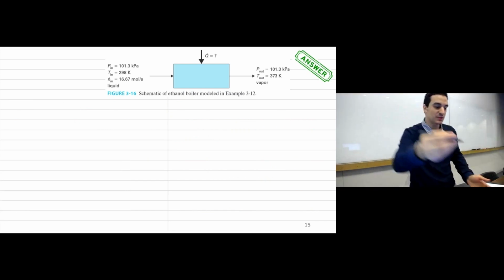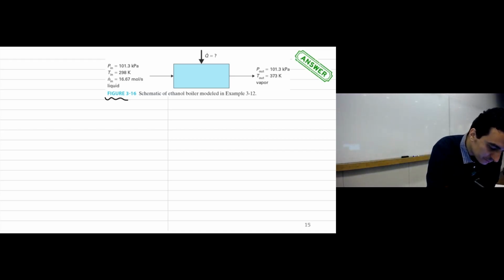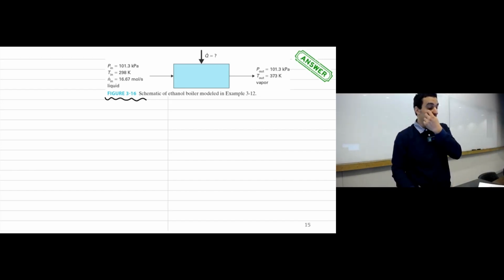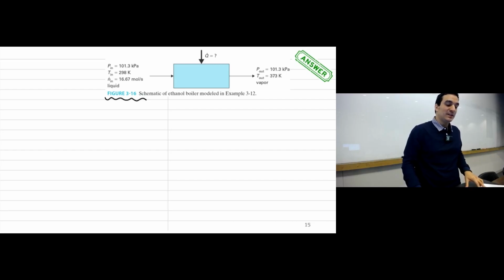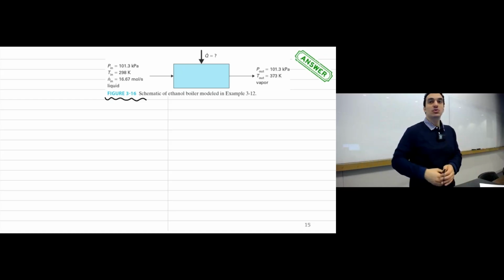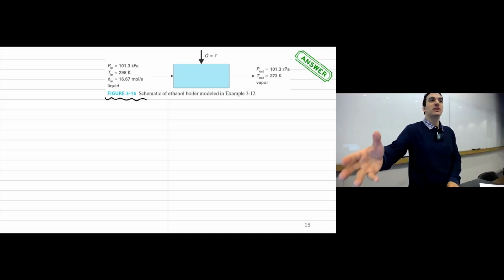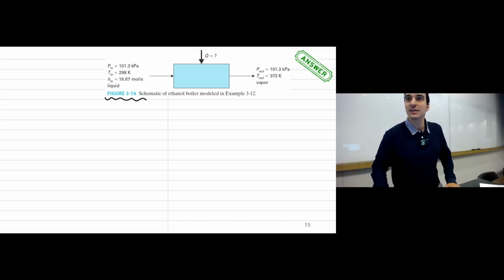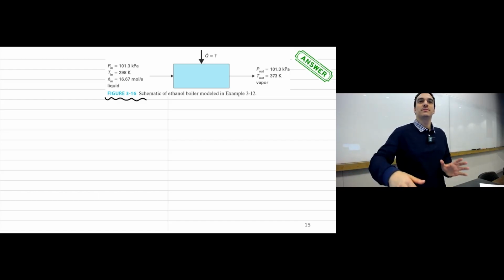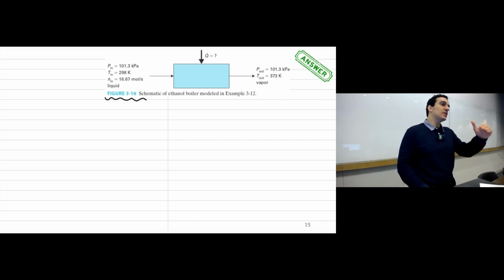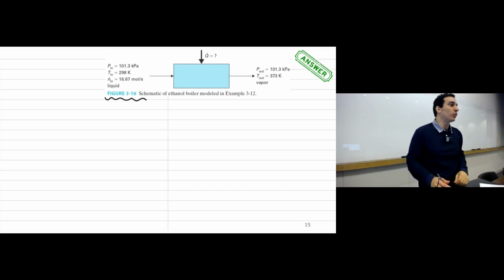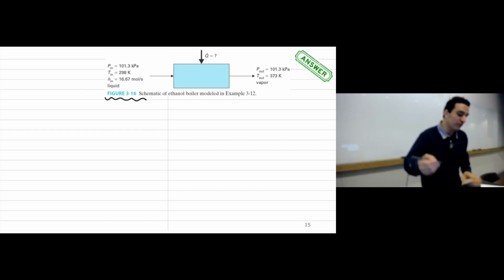So let's start. This is my initial state. I have liquid. This liquid is at 100.3 kilopascal, 298 Kelvin. If you start heating this liquid, so you start adding sensible heat, if you remember the difference between sensible and latent heat, what will happen to the temperature of this liquid? It increases. And this liquid temperature will increase until it reaches the normal boiling point, or saturation temperature, which is given in this example, which is 351.